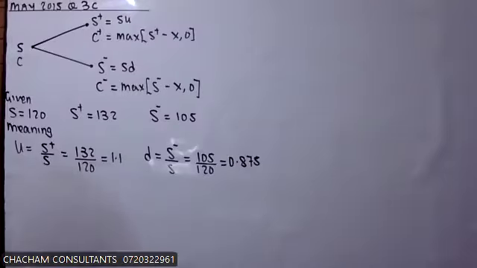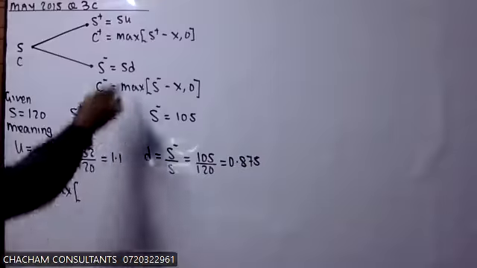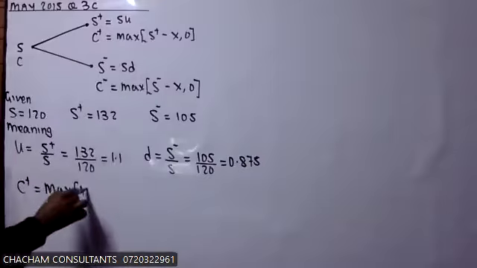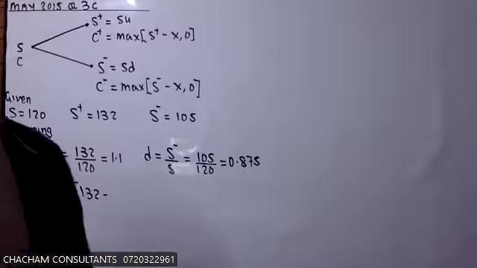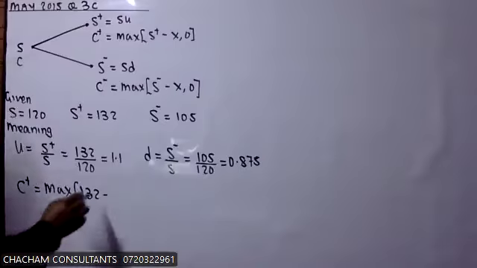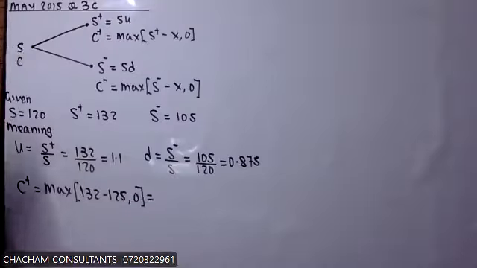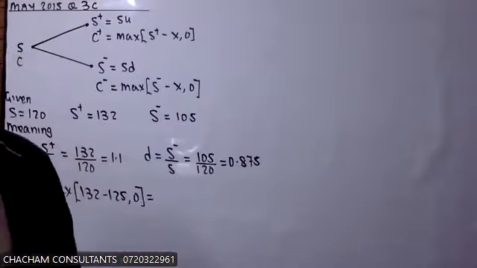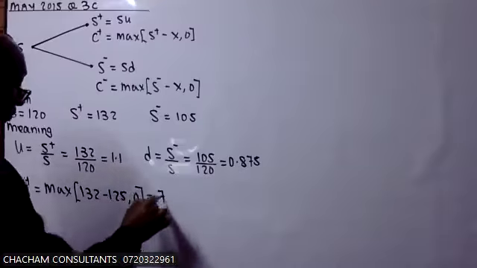With that, we can also get our C plus. C plus will be the max of S plus, which is 132, minus the exercise price. The exercise price we are told is 125, and 0. So this is giving us a value of 7.